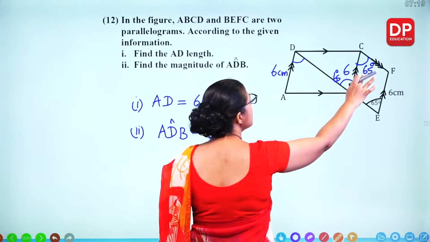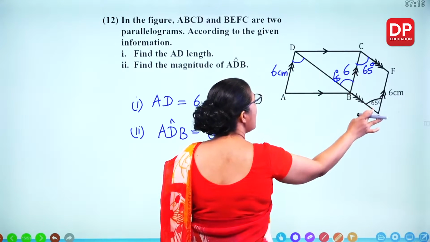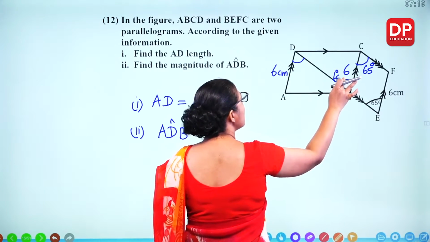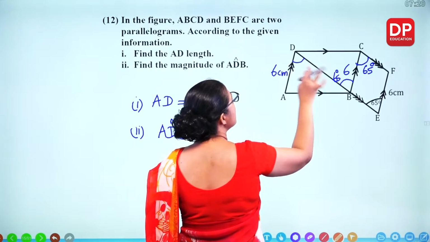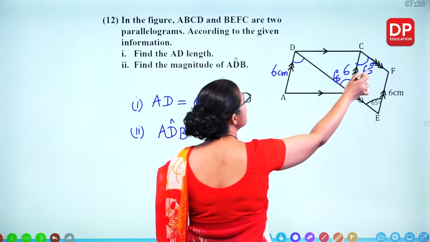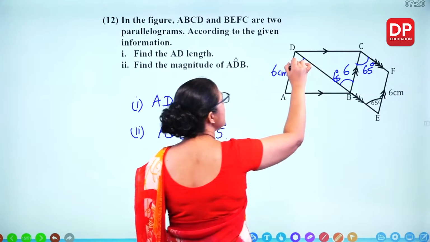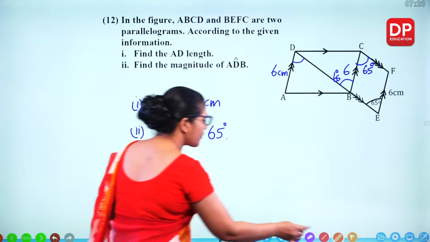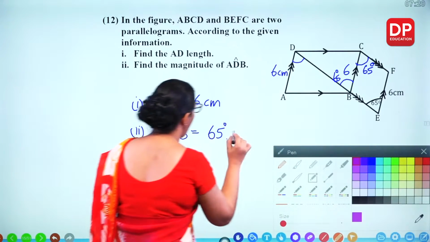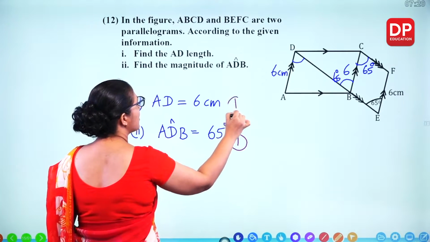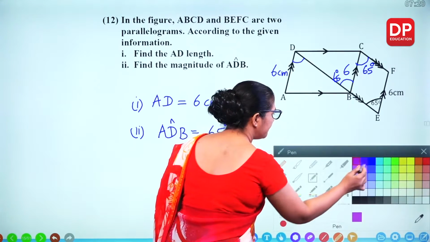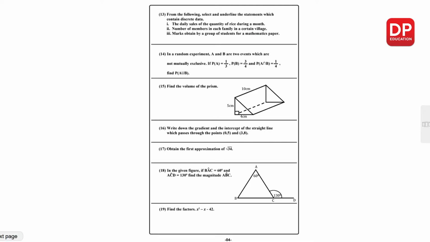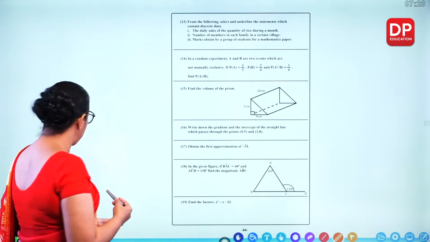You don't need to write down everything, but make sure that you apply the correct property. Here opposite angles are equal, so this is 65. Here corresponding angles are equal, this is 65. Or you don't need this one, straight away you can get it from here. So 2 marks: 1 mark here and 1 mark for the length. Now you can try question number 13 to 19.